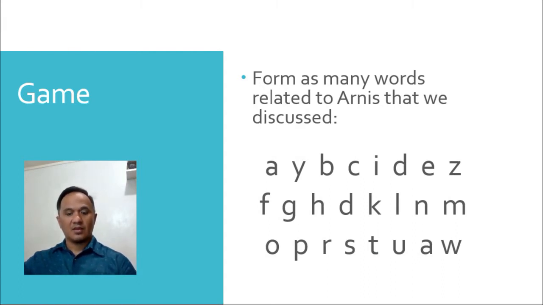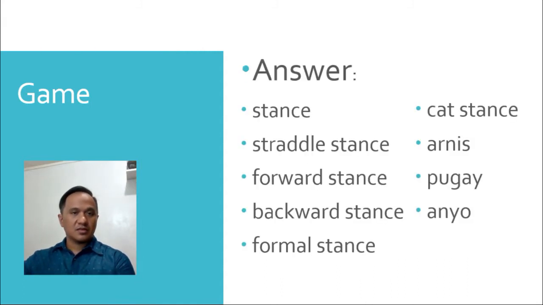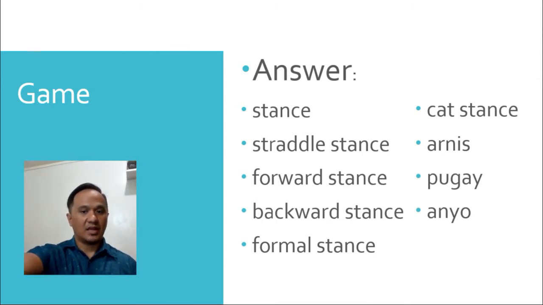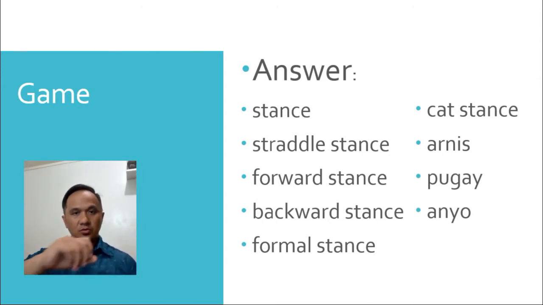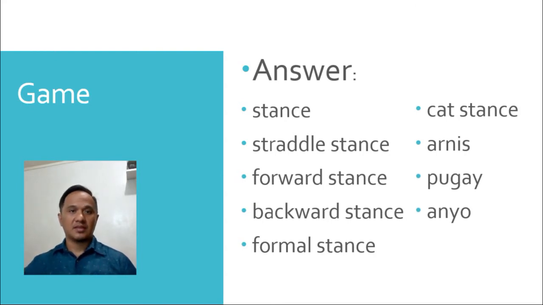The answers for the game are these: stances, forward stance, backward stance, formal stance, cat stance, Arnis, Pugay, and Anyo. Congrats to group B. Thank you. We will now recall the previous topic that we discussed.